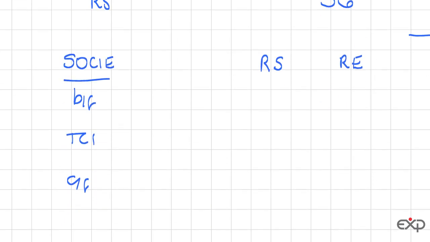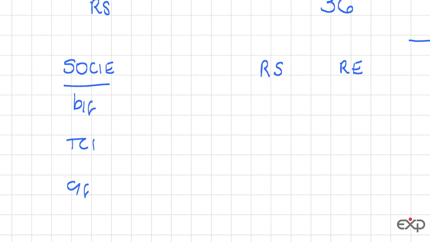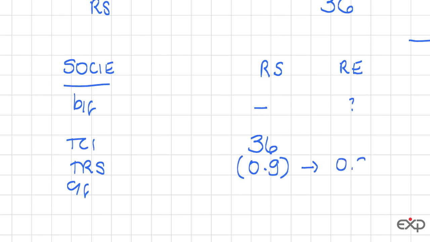In my SOCI, my brought forward revaluation was 0. I don't know what my retained earnings are. My revaluation gain is 36 coming out of OCI. And then what I'm going to do is I'm going to include this transfer of 0.9 million, which I'm reducing, debit, revaluation surplus, credit, retained earnings. And that's the transfer figure.